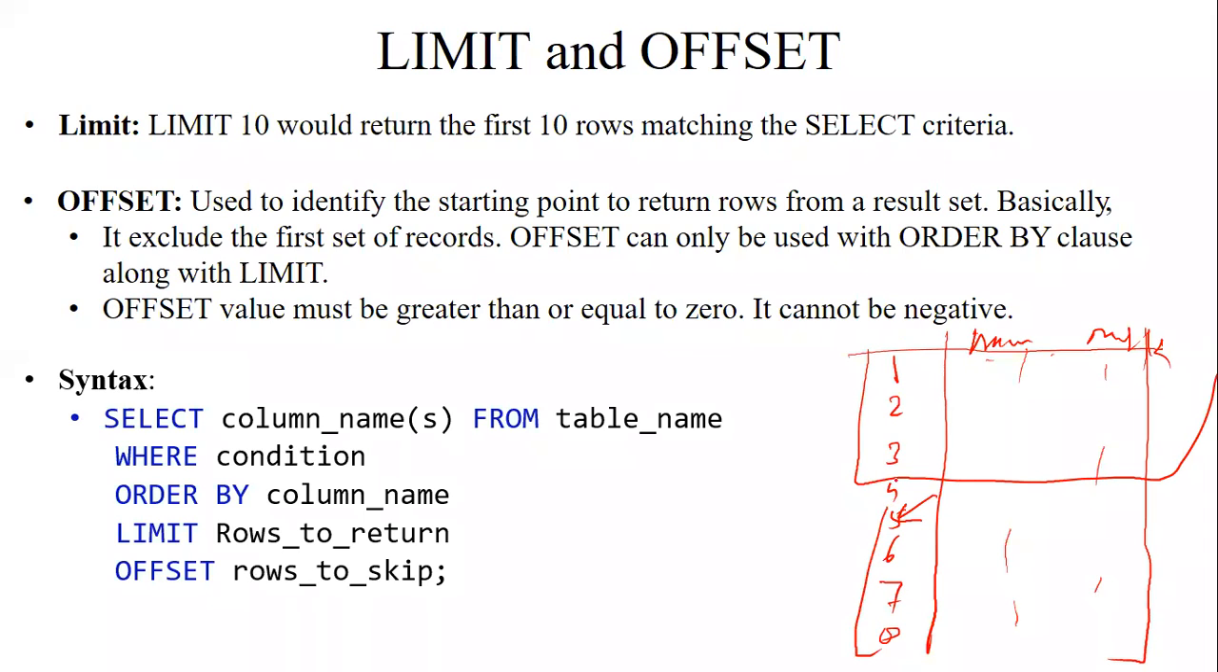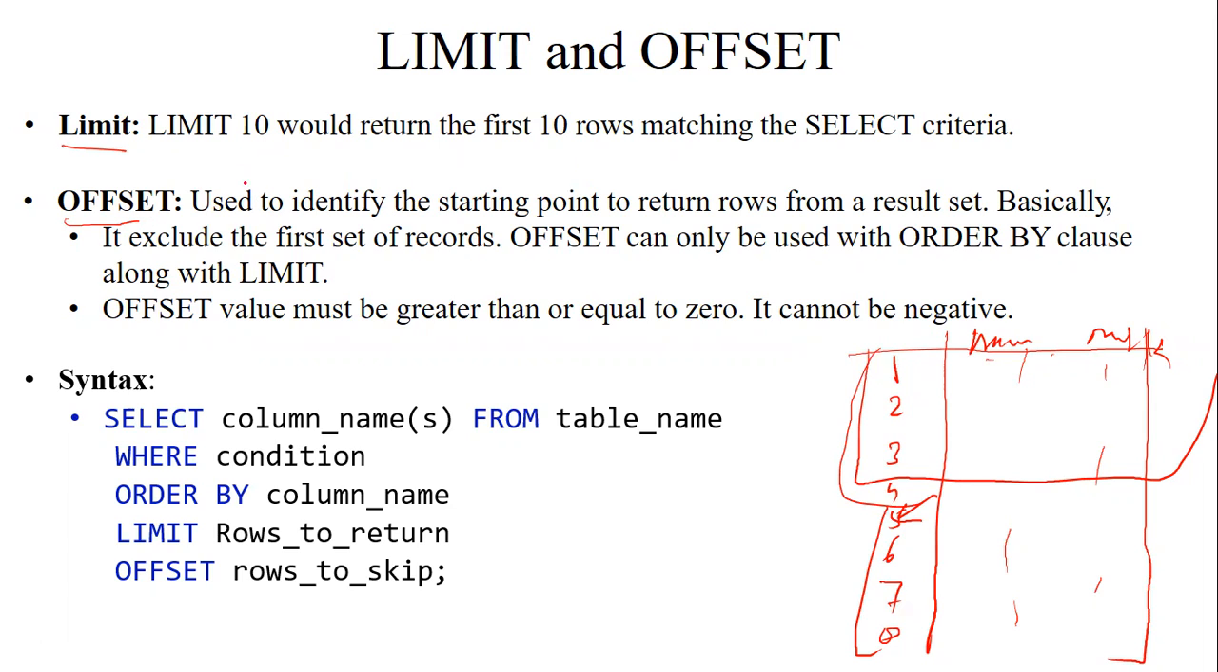Okay, last 5 students, it means in all these details, all these rows, you want to skip the starting rows, right? So how many rows you want to skip, that you can specify with the offset, and how many rows you want to display, that you can specify with the limit. So limit 10 basically shows the 10 rows that are matching the select criteria.